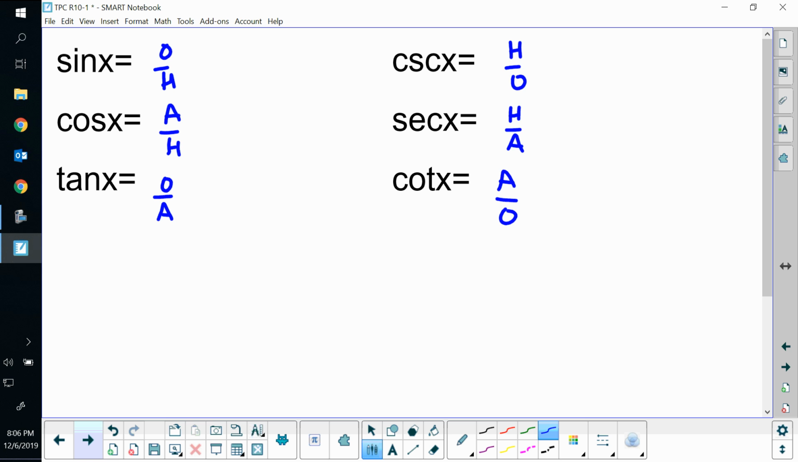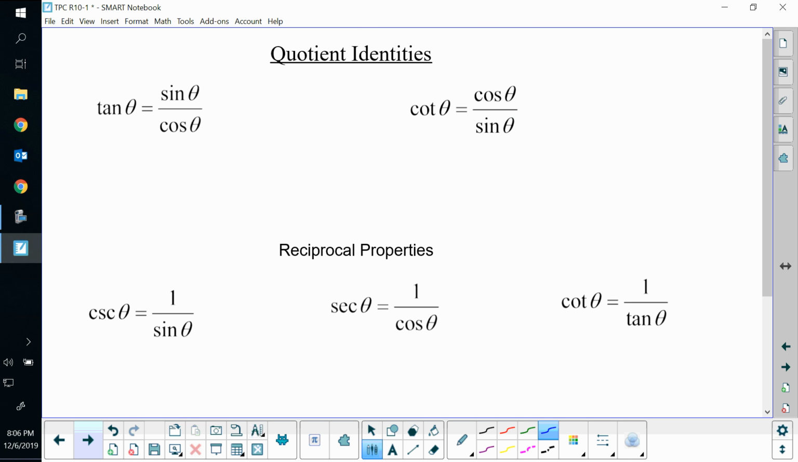Some things from the trig unit that are helpful to know. We have our different identities. Your quotient identities, tan can always be found by doing sine divided by cosine. Since cotangent is the reciprocal of tan, cotangent is just the flip of that, cos over sine.